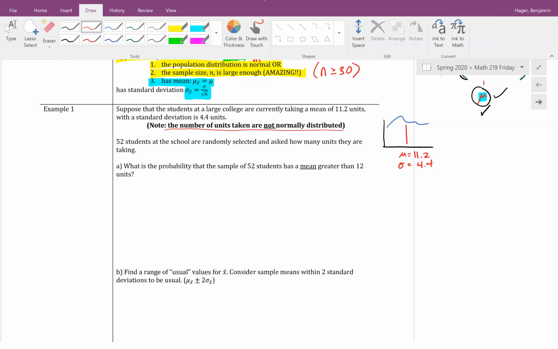So they're saying that 52 students at the school are randomly selected and asked how many units they're taking. So that's my sample size right there. We're taking a sample of 52 students and we survey them on how many units they're taking. Okay, here's the question. What is the probability that the sample of 52 students has a mean greater than 12 units? They are talking about a sample mean, the mean of a sample, right? So they're asking us to analyze X bar.